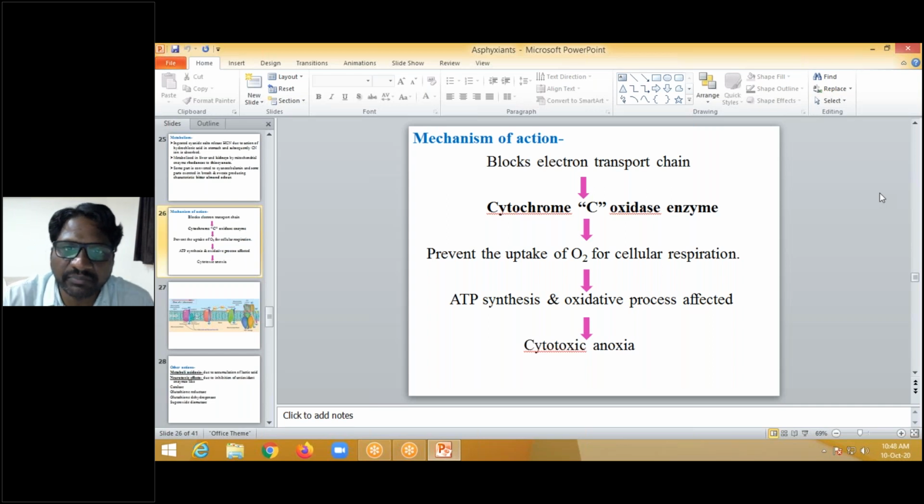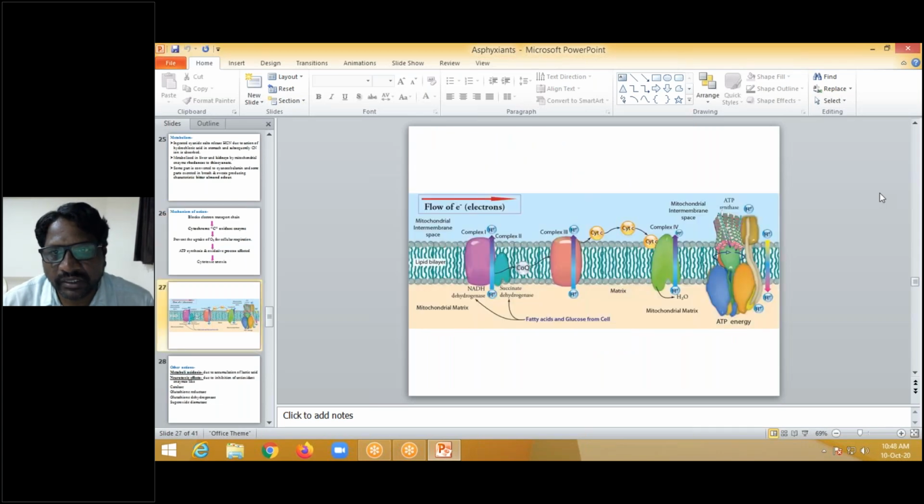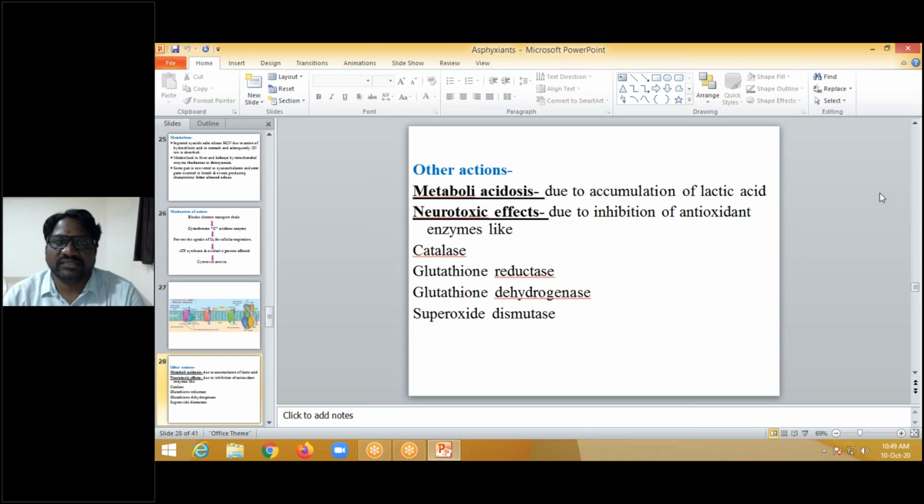So it prevents the uptake of oxygen for cellular respiration. So ATP synthesis and oxidative processes will be affected, leading to cytotoxic anoxia. Isn't it? So cytotoxic anoxia will appear, resulting in cell death and the death of the individual. This is the typical mechanism whenever the person is exposed to cyanide.